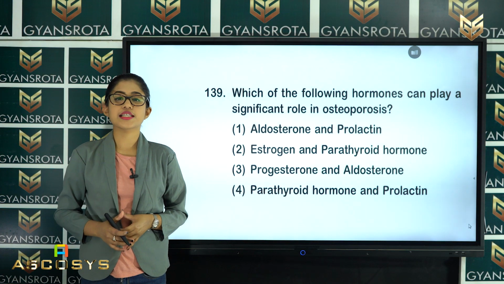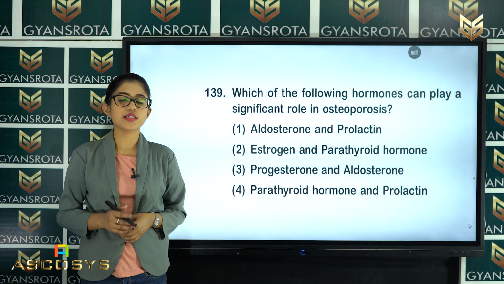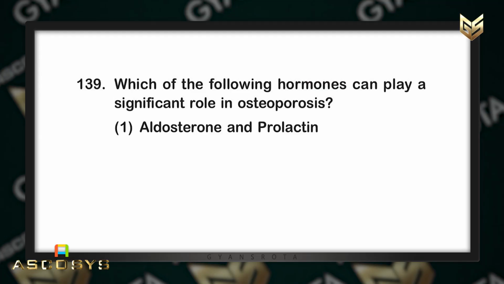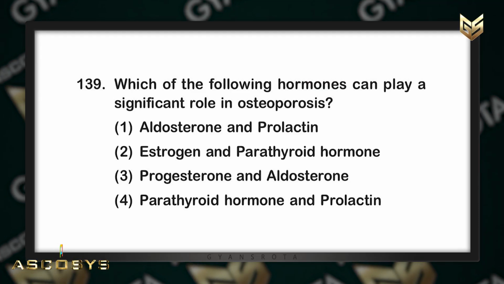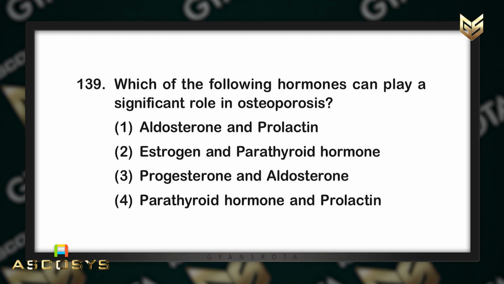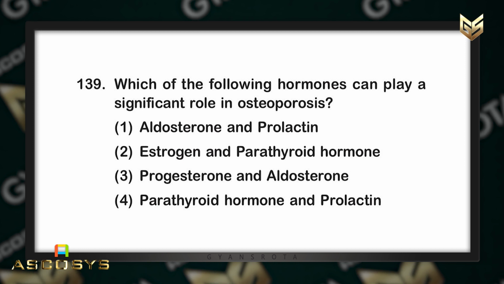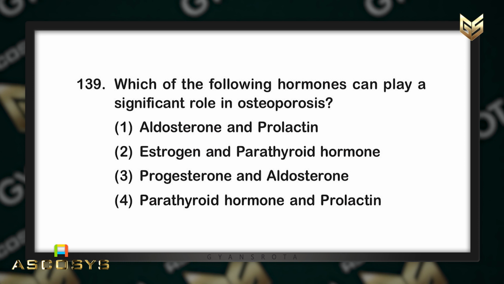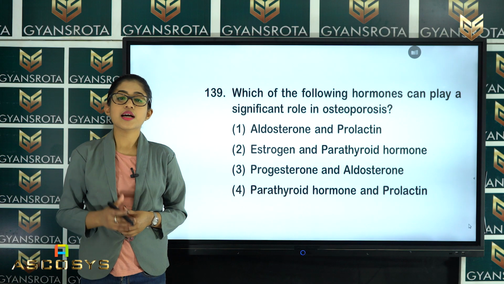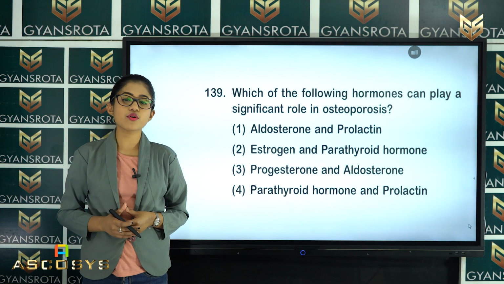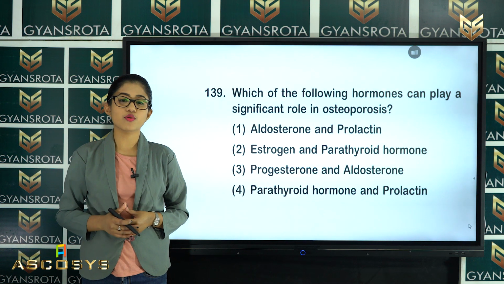Now in the next question, as you can see here, question number 139, which of the following hormones can play a significant role in osteoporosis? Aldosterone and prolactin, estrogen and parathyroid hormones, progesterone and aldosterone, or parathyroid hormone and prolactin. So, this is also a very direct question from the NCERT textbook of the chapter Locomotion and Movement.